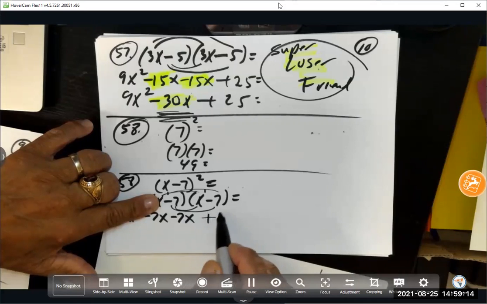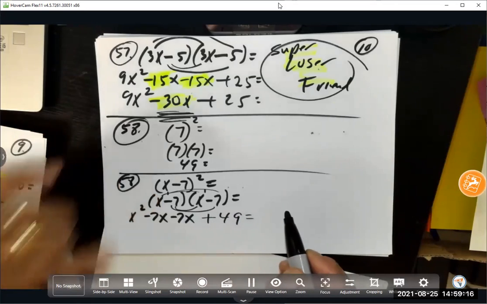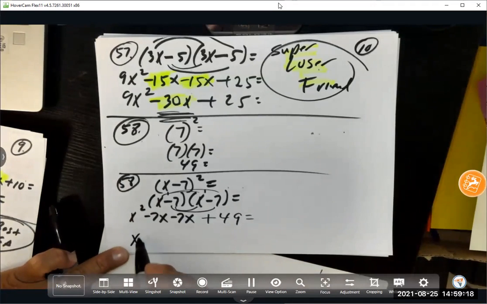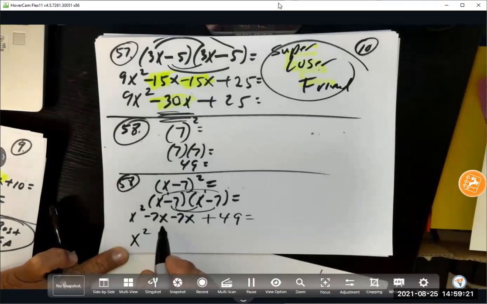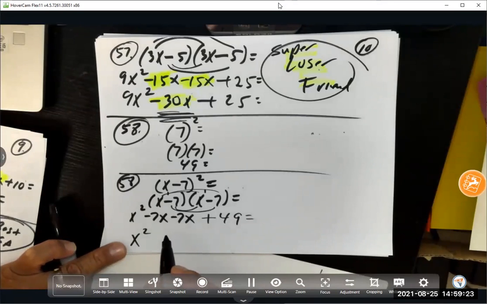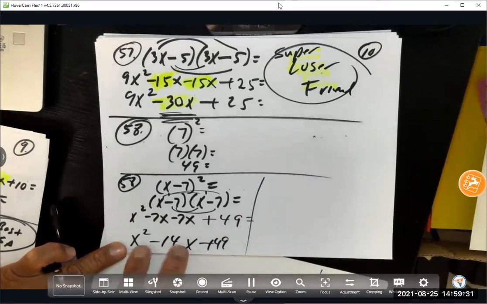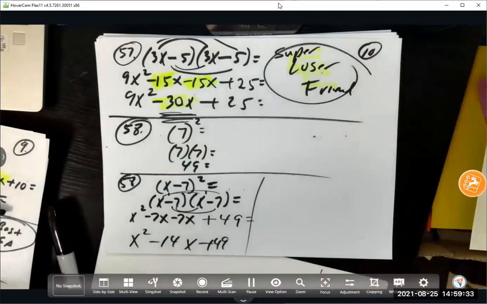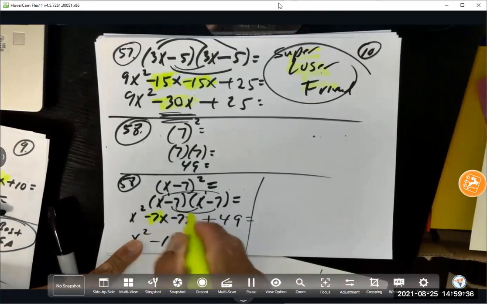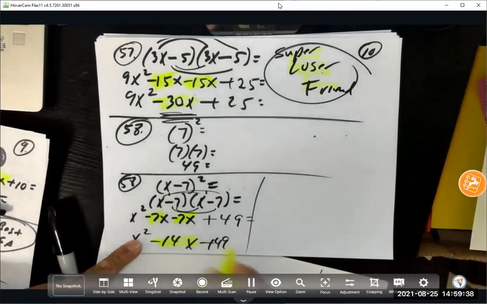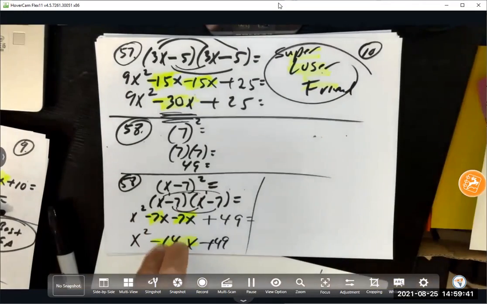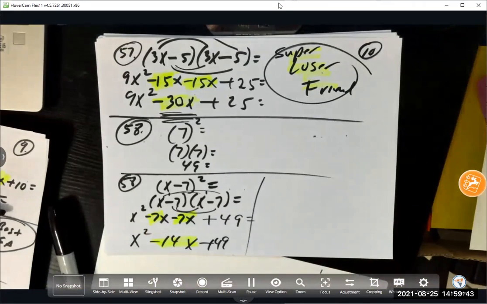Positive 49. Okay, think like money, Las Vegas, whatever. So what happened here? You lost 7, and you lost another 7. What is it? Negative 14x. There you go. Negative 14x. That's 49. Does everybody see why it's a negative in the middle? Yes. You lost money, and you lost more money. So you're losing money. That's all it means. Does that make sense for this one here? Yes or no? Okay.